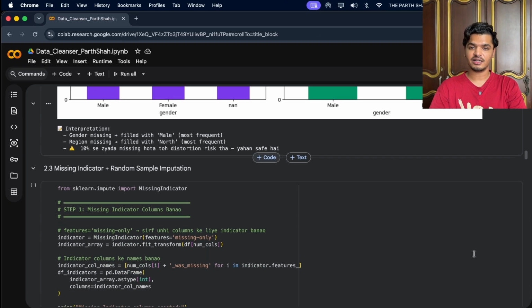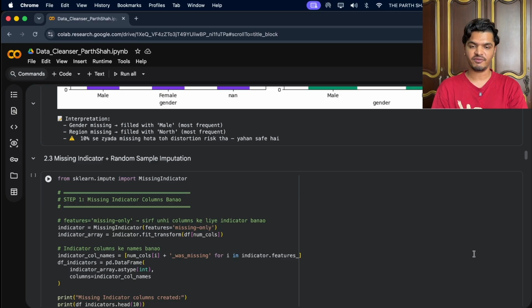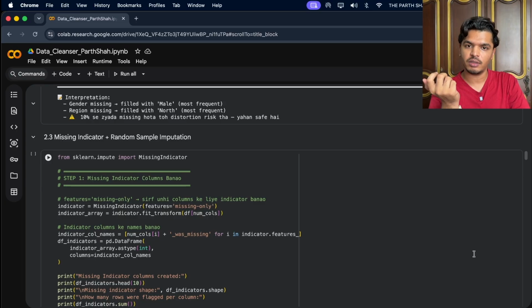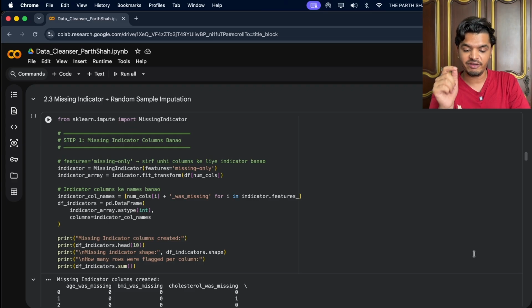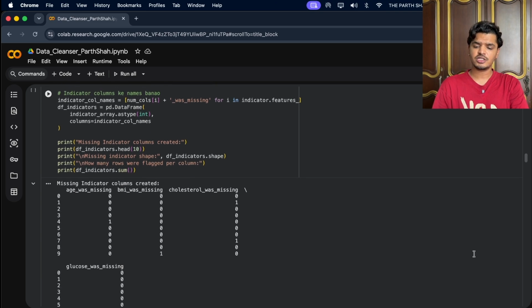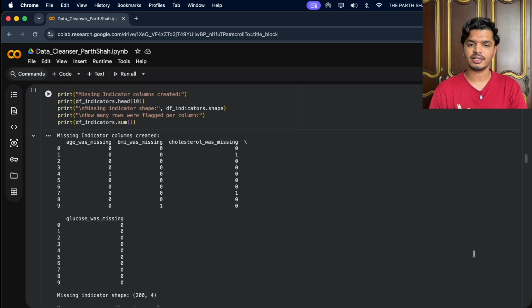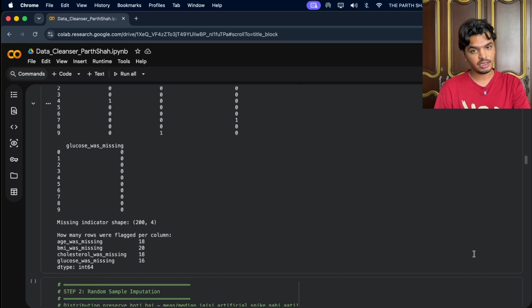So, this section covers two techniques together. First, the missing value indicator. Instead of just filling the None, I also created a binary flag column for each column that had missing values originally. For example, age_was_missing is 1 if that patient's age was originally None and 0 otherwise. Why is this useful? Because the fact that a value is missing might itself be informative. Maybe patients who skipped the glucose tests are healthier. So the machine learning model can learn from this pattern if we explicitly tell it where the missingness was.